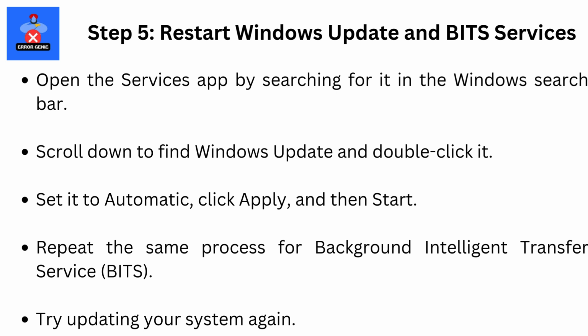Step 5. Restart Windows Update and BITS Services. Open the Services app by searching for it in the Windows search bar. Scroll down to find Windows Update and double-click it. Set it to Automatic, click Apply, and then Start. Repeat the same process for Background Intelligent Transfer Service, BITS. Try updating your system again.